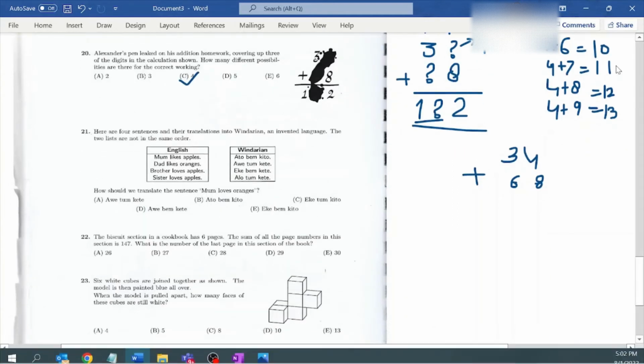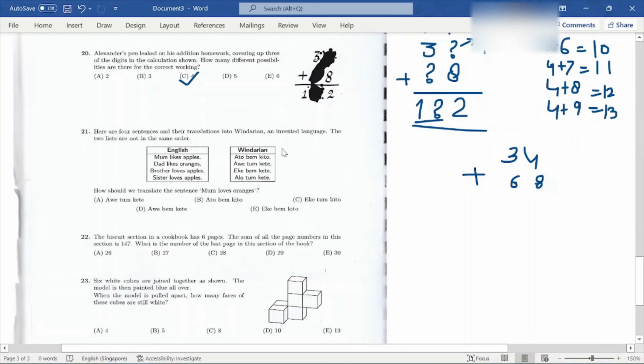Here are 4 sentences and their translations into Mandarin and an invented language. The 2 lists are not in the same order, English and Mandarin, okay? It's not in the order. So the next statement says, how should we translate the sentence, Mom loves oranges? Okay, let's look into it. So we have in English, Mom likes apples, Dad likes oranges, brother loves apples, sister loves apples. And if you look at the Mandarin sentences, ato bem kito, autum kete, eke bem kete, aluk tum kete.